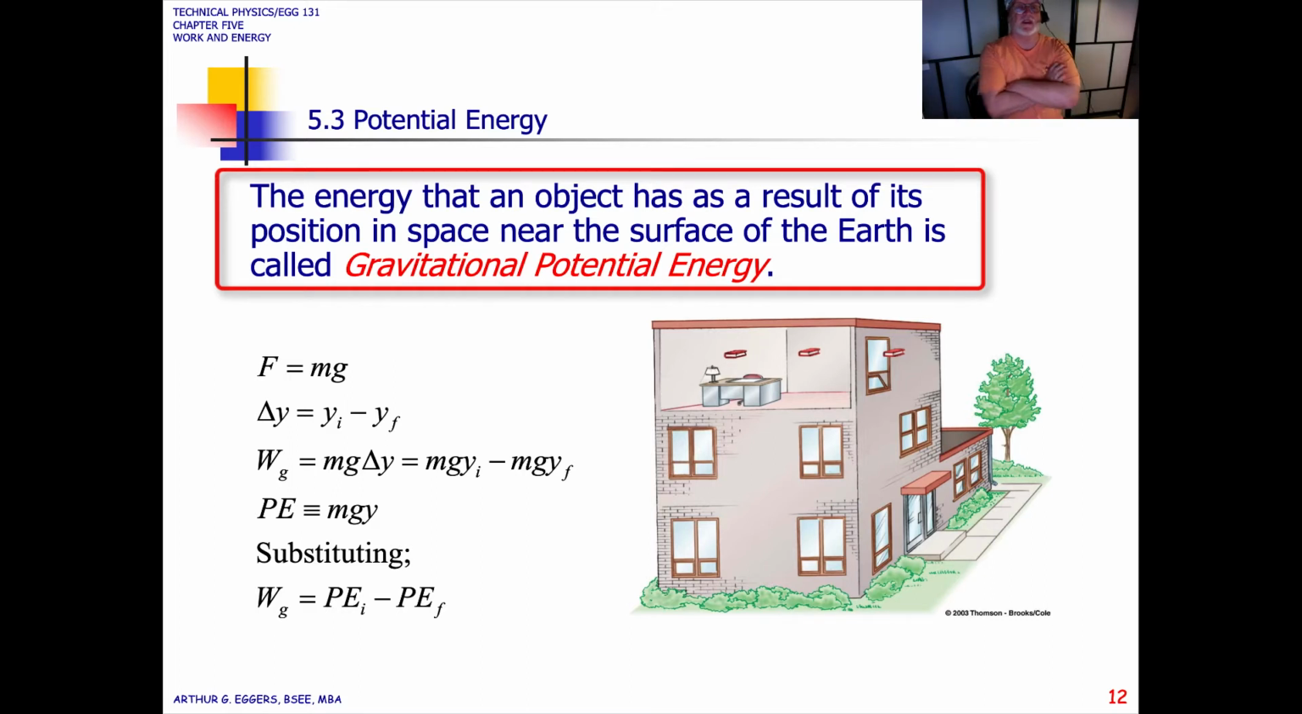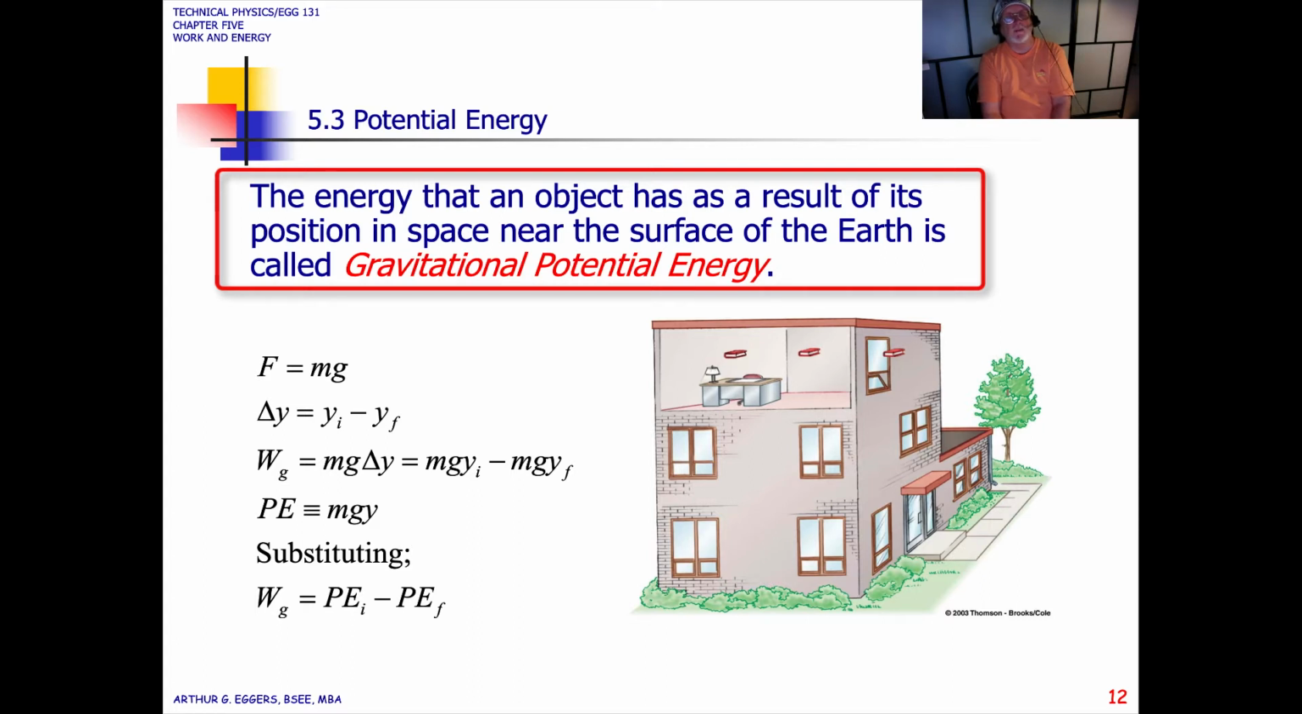By definition then, potential energy is the energy that an object has as a result of its position in space, for example near the surface of the Earth, called gravitational potential energy. So the further we are from the surface of the Earth, the more gravitational potential energy we have. The closer we are to a surface will change the potential energy. So we need to keep that in mind.